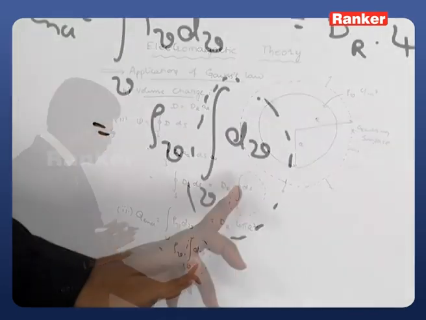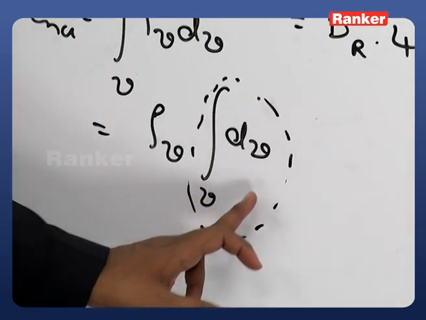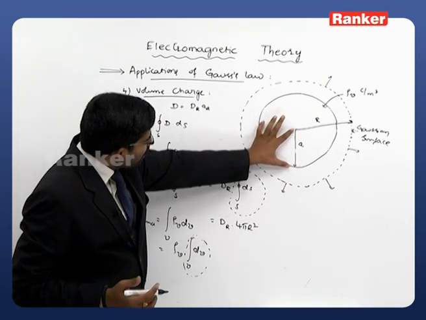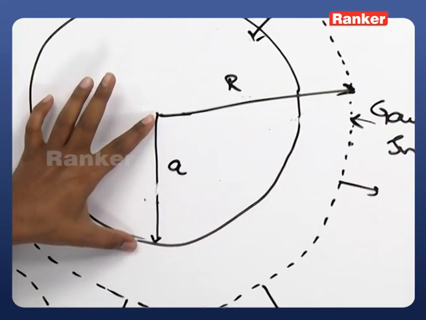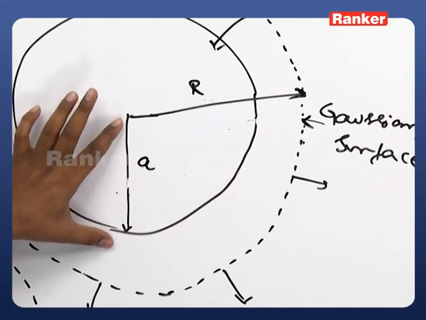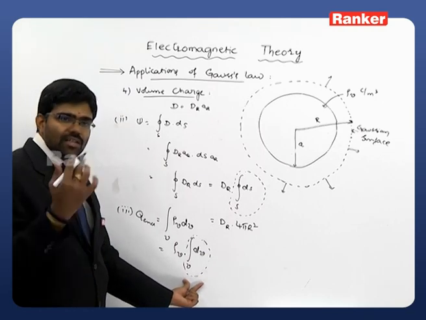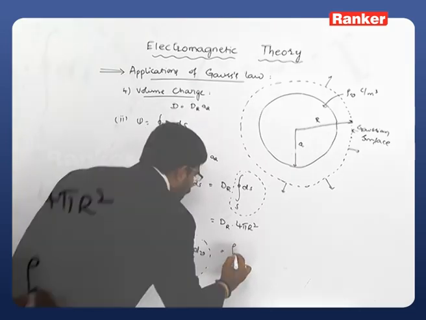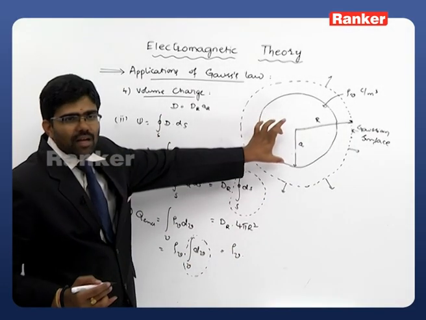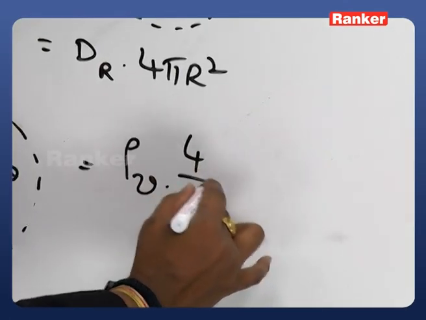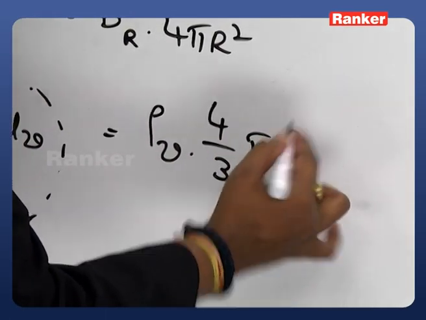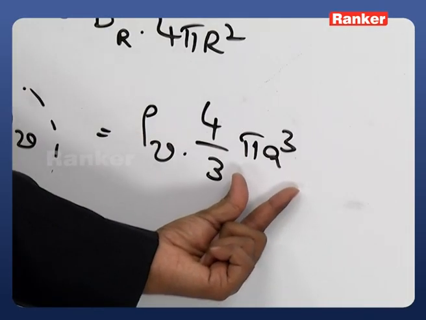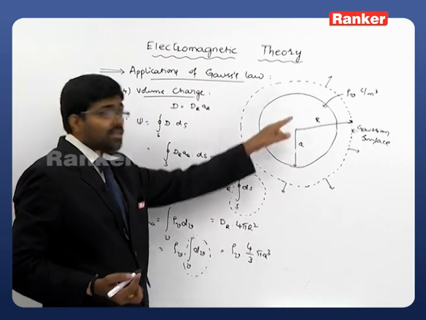So don't get confused: this volume is for the charge and this surface is for the Gaussian surface, right? The charge is confined up to this particular radius only, that is, up to a only. So here the volume must be considered up to a only, right? So clearly write down the equivalent volume of the charge we have. Since the radius is a, it is 4/3 pi a cube. So the total volume of the charge we are considering is just 4/3 pi a cube. Here it is the total surface area of the Gaussian surface.